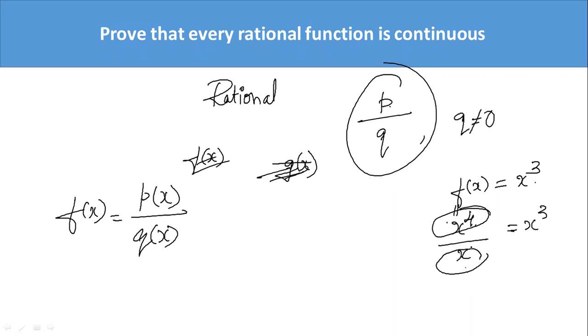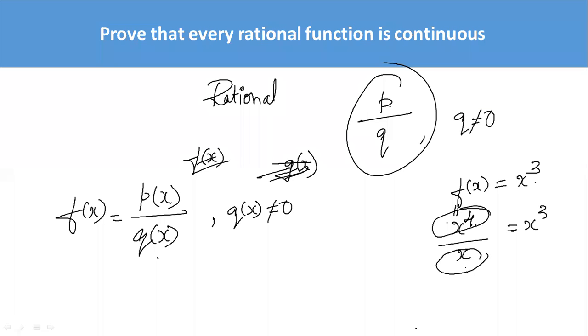So if you can write a function in the rational form, that is p of x by q of x, where q of x is not equal to 0, then such functions are called rational functions. Now what you have to prove? You have to prove that every rational function is continuous.